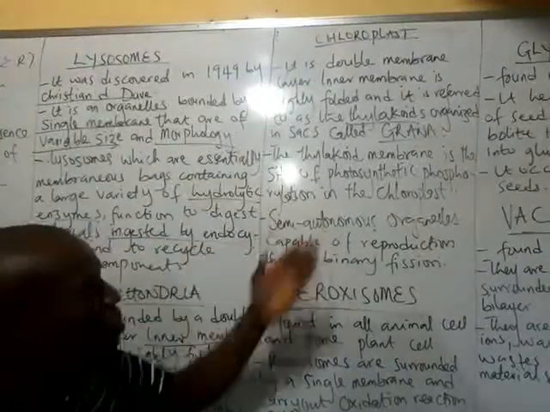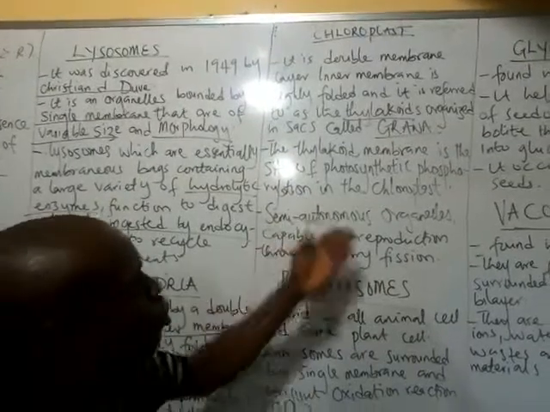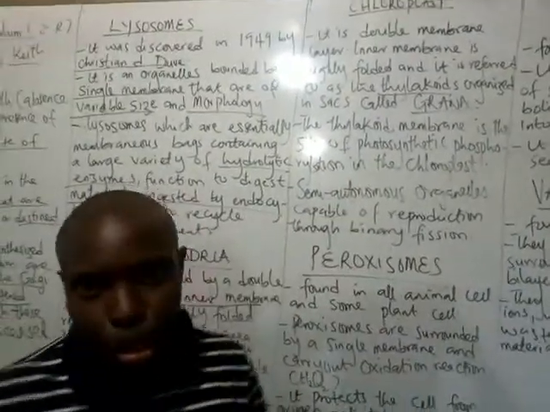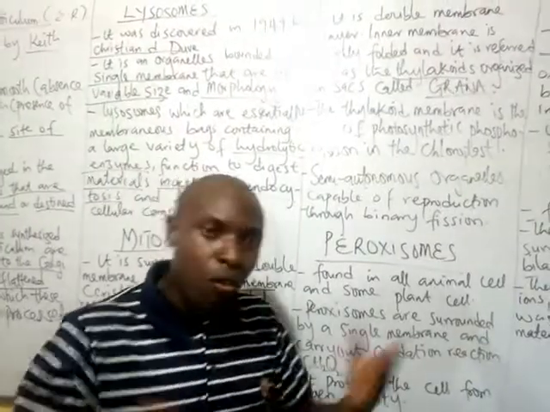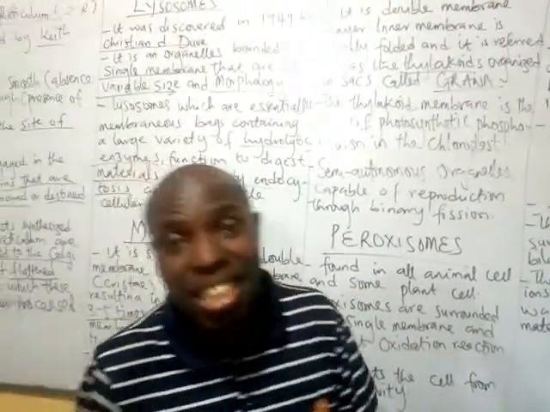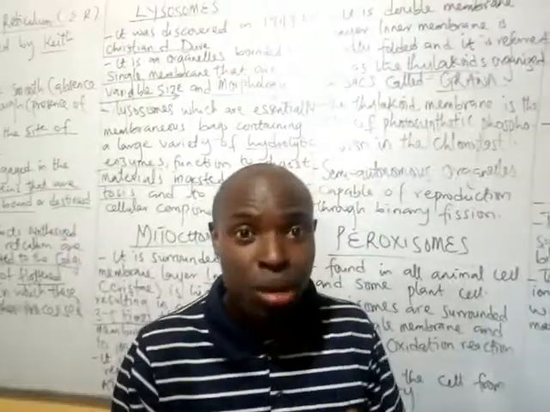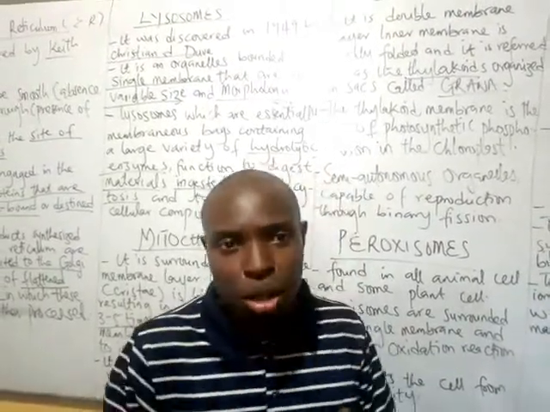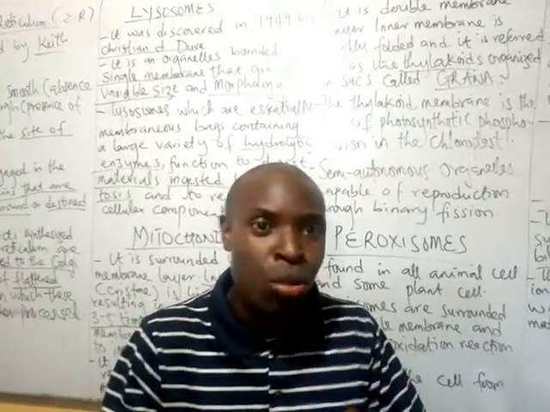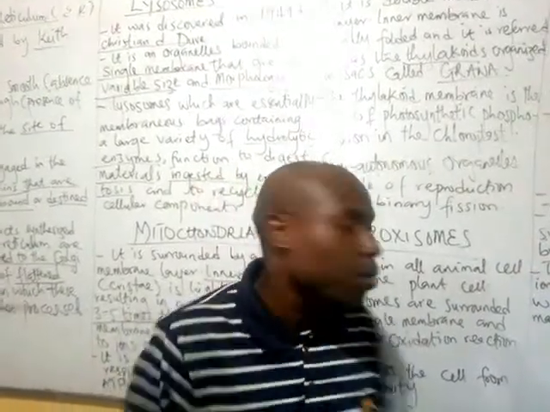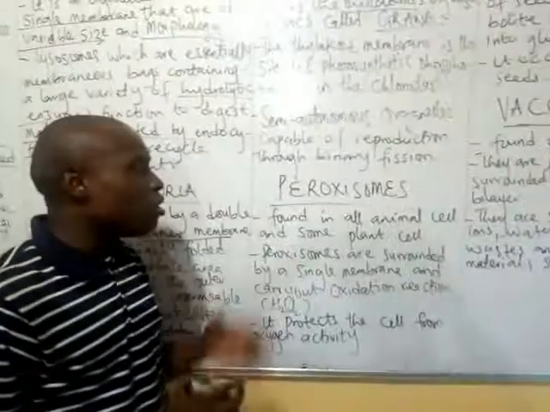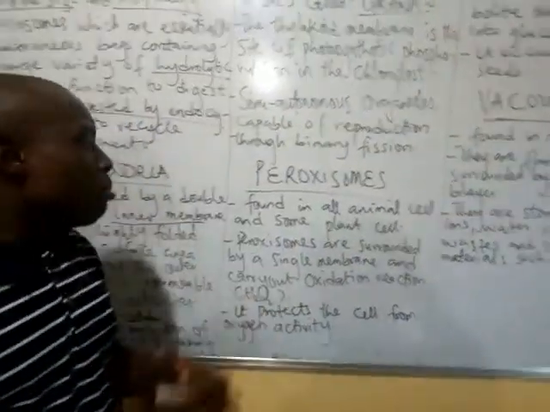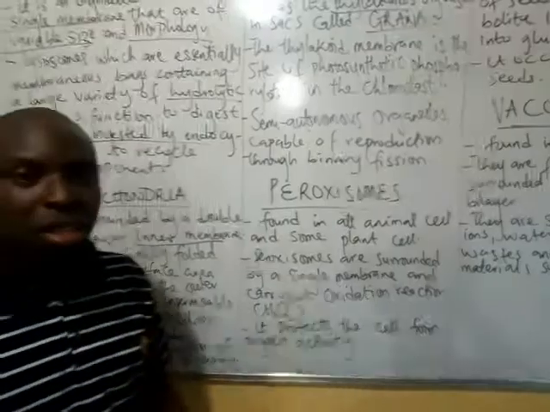As I've said rightly, these are semi-autonomous organelles capable of reproduction through binary fission. Of course, they contain their own DNA. That's what we mean by that word. Their own DNA, their own RNA and ribosome, which they use to reproduce themselves by binary fission. Now, next is what we call the peroxisome. They are found in all animal cells and some plant cells.